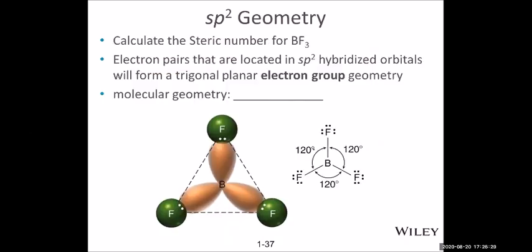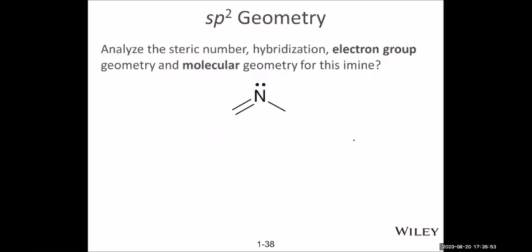For sp2 hybridization, the angle should be 120 degrees. This is boron trifluoride. This is trigonal planar. And it's not an octet, as you learned before. It has only 6 valence electrons.